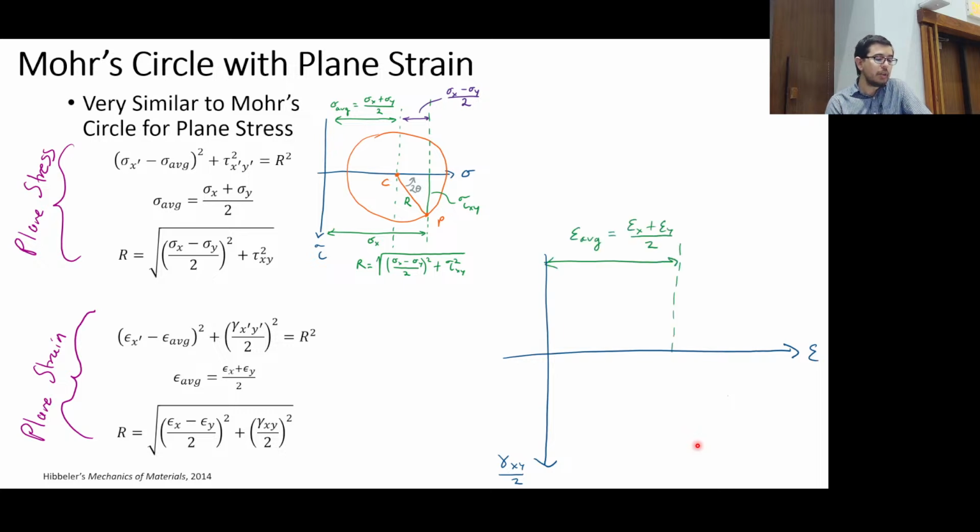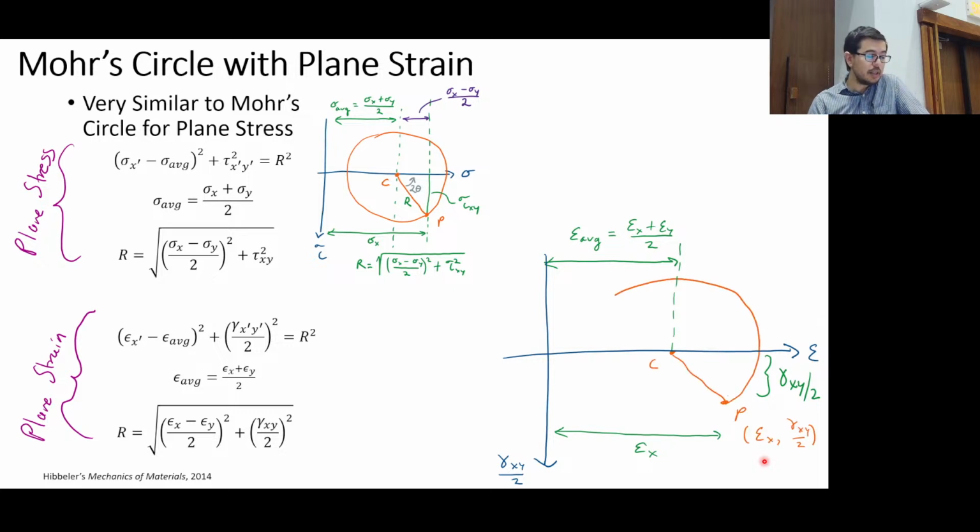And once again, we can figure out where the center of Mohr's circle is by taking the average of our normal components. In this case, they're going to be epsilon x and epsilon y. And we can go forward and think about where the epsilon x is, horizontally. We can figure out where the gamma xy over 2 is, and we can plot that point, make a radius, and draw the circle. Ta-da.